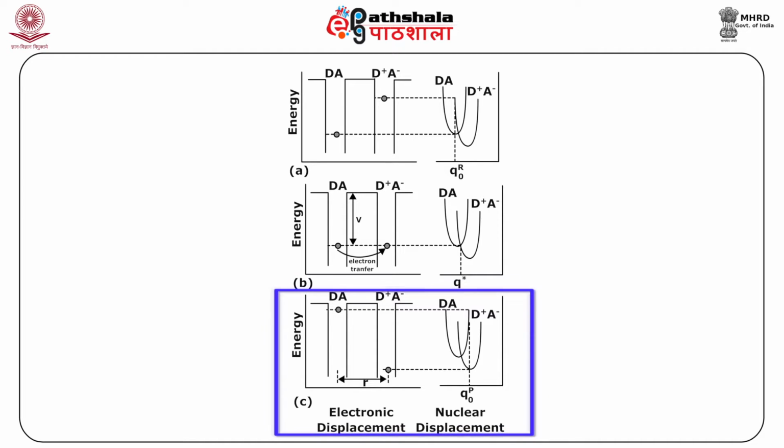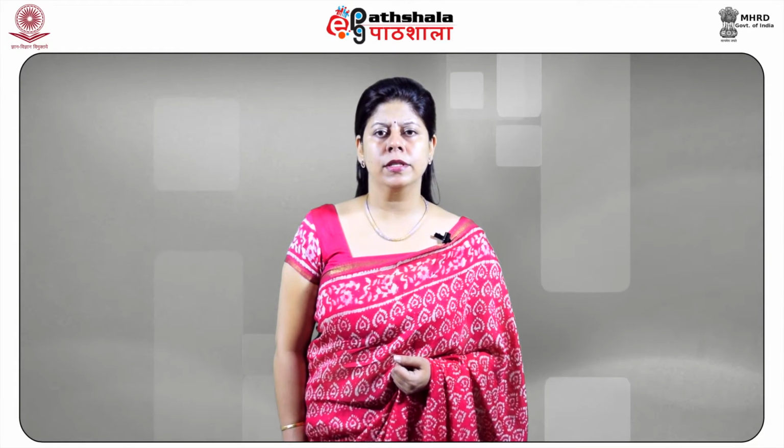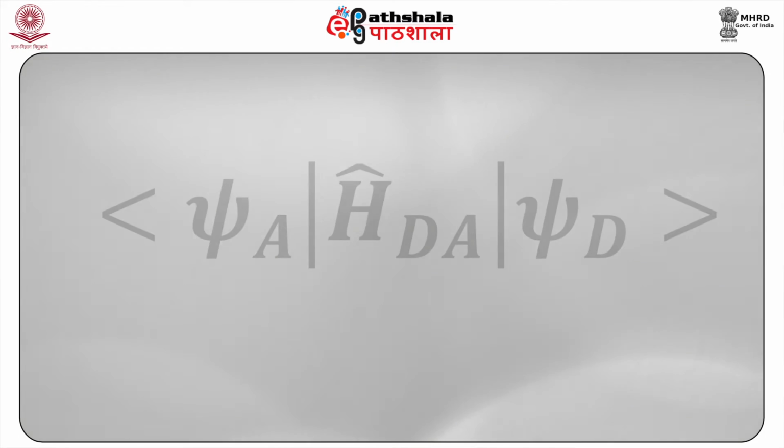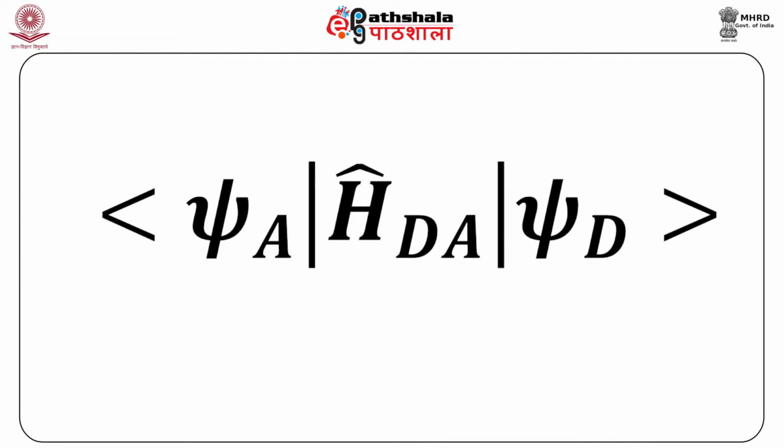Presently, the energy of D plus A minus is lesser than that of D A, representing the thermodynamic affinity of A to remain reduced and for D to remain oxidized. The electron tunneling rate from the wave function xi D to the wave function xi A is proportional to the square of the matrix element, given by the expression where H is the Hamiltonian operator that describes the coupling of the electronic wave functions.